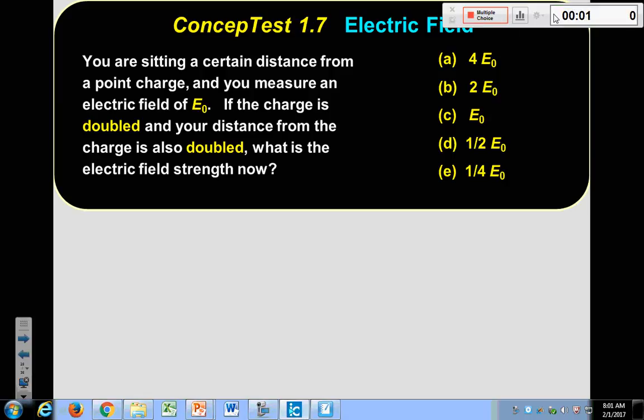All right, you're sitting a certain distance from a point charge, and you measure an electric field of E naught. If the charge is doubled and your distance is also doubled from the charge, what's the electric field strength?